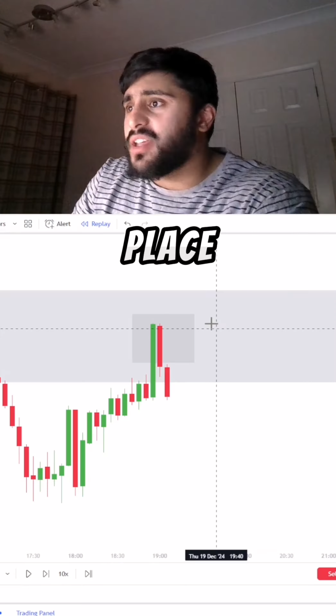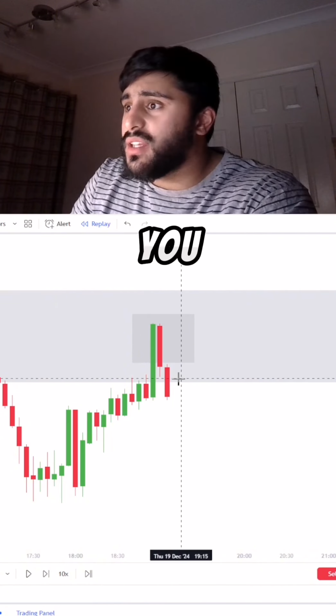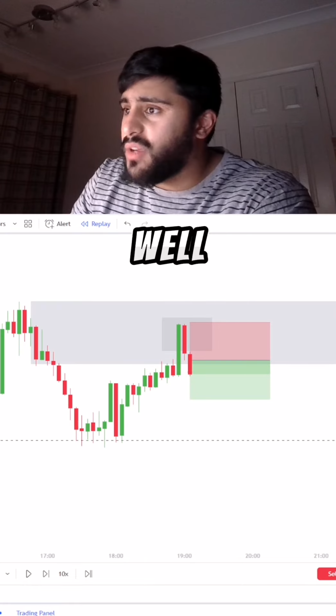Now, once you have that in place, you can understand that even though it was a green candle, there was a ton of sellers sitting over here. And this is what gives you the confidence to take the trade over here with a stop loss just above these candles. Now, the next question is, where do you target? Well, it's very simple.